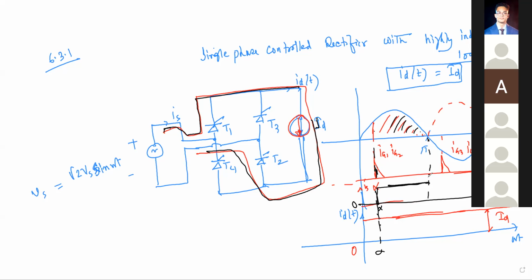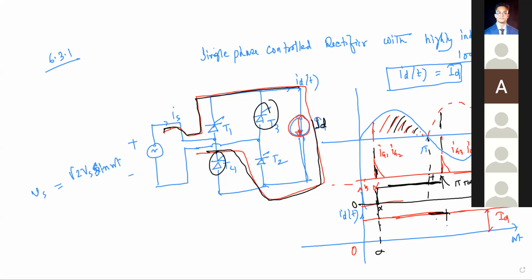But here between pi and pi plus alpha, although T3 and T4 are forward biased, they are not ready to conduct because we have not applied any firing pulse, right? But the current should always be constant. Then who will carry this current? You have not fired T3 and T4, but still the current is here. So who will carry this current from pi to pi plus alpha? T1 and T2 should be conducting, forcefully conducting.